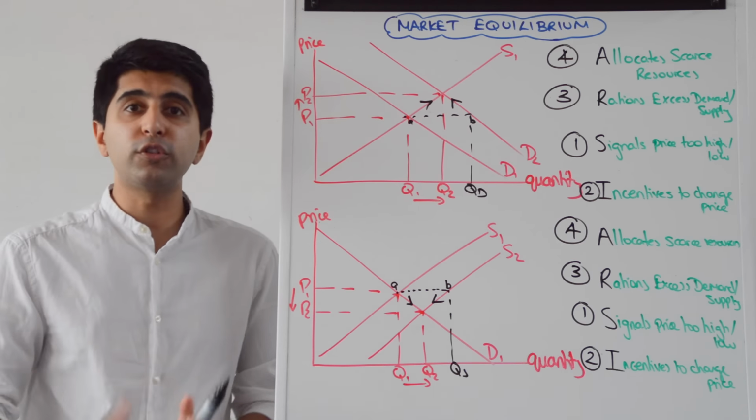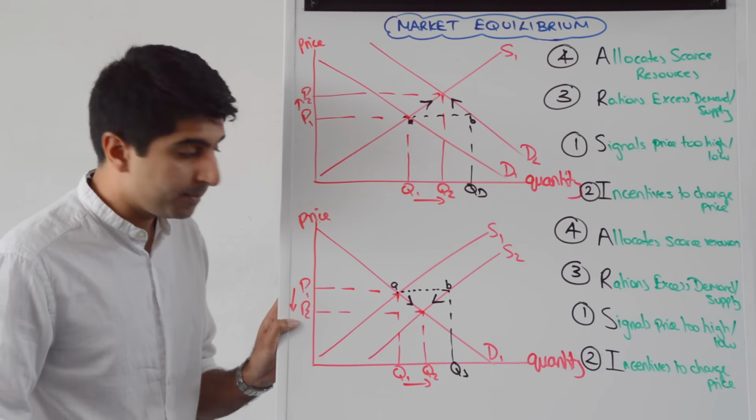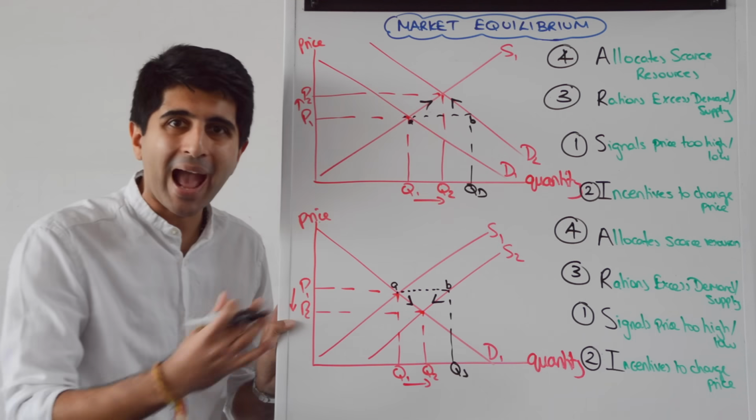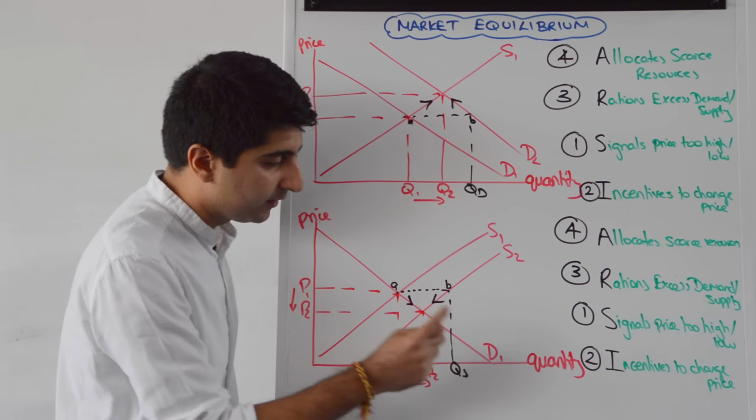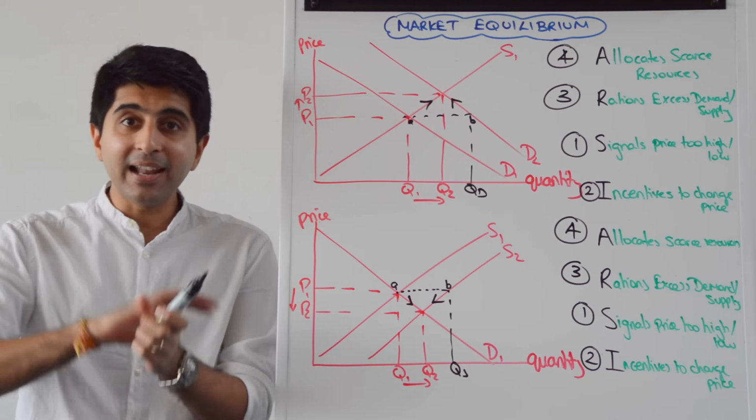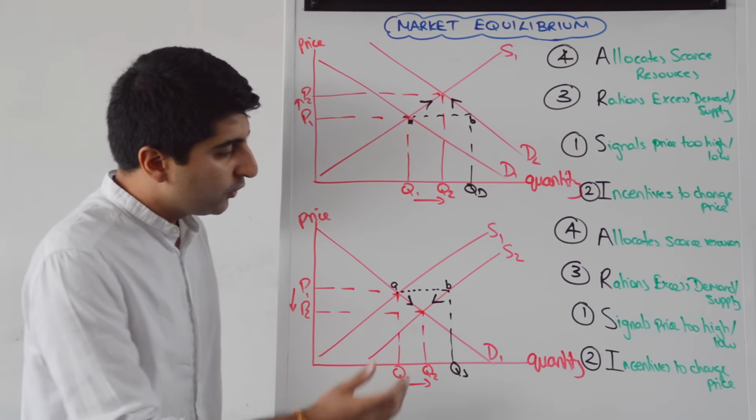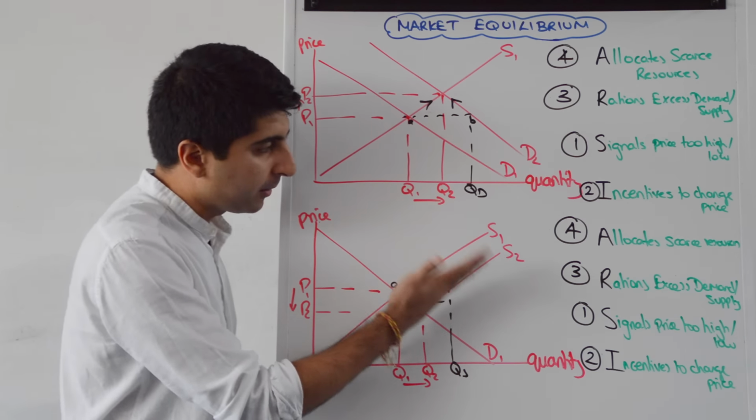We can say that resources have been reallocated at a lower price of P2 and a higher quantity of Q2 at this new equilibrium where S2 cuts D1. That's how we get there. That is the price mechanism working to reallocate scarce resources when supply shifts to the right.